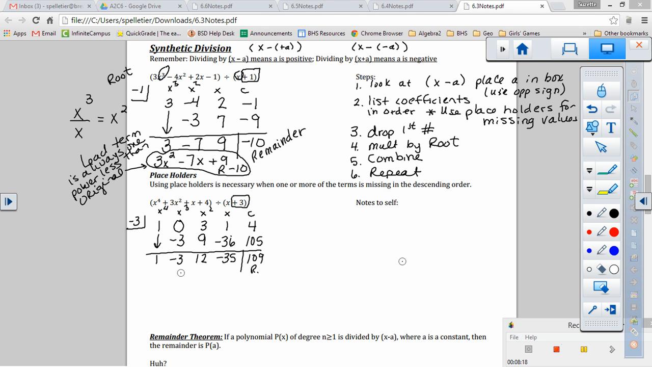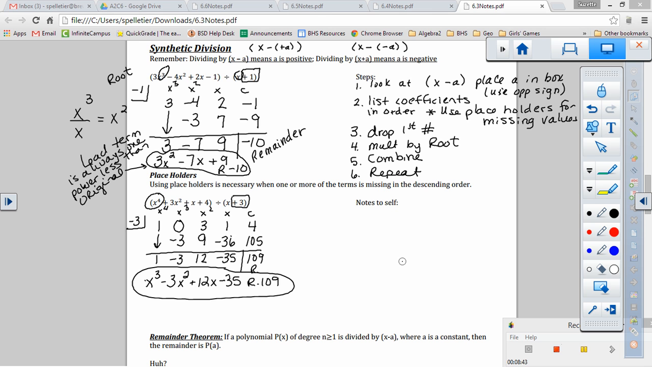And these are the coefficients of the x terms. If this started off as an x to the fourth, then this is going to be 1x to the third minus 3x squared plus 12x minus 35, remainder 109. There's your answer.